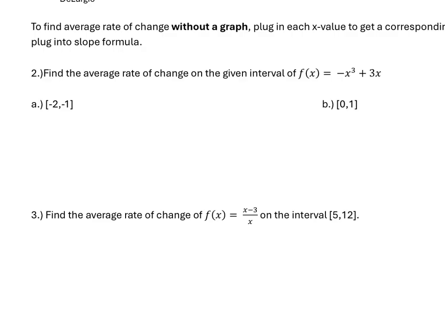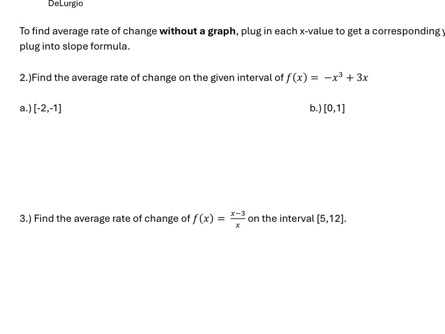It's always super nice when we have the graph. That makes things a little bit easier, but what we see a lot is that we don't often have the graph. So we need to know how to find the average rate of change without the graph. So for example, well, here's the directions. It says plug in each x value to get a corresponding y value. So they're always going to give you 2 x values to indicate the interval, and then you need to plug each in to get the y value that goes with that x, and then you just plug it into your slope formula.